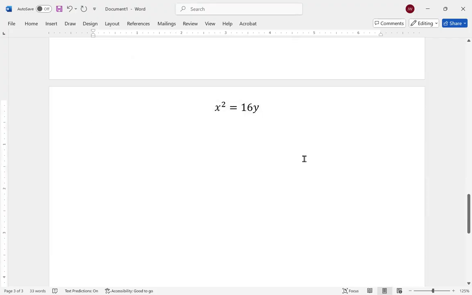Here's another example where we're asked to convert to a polar equation. Here we have x squared equals 16y. That's obviously a parabola.